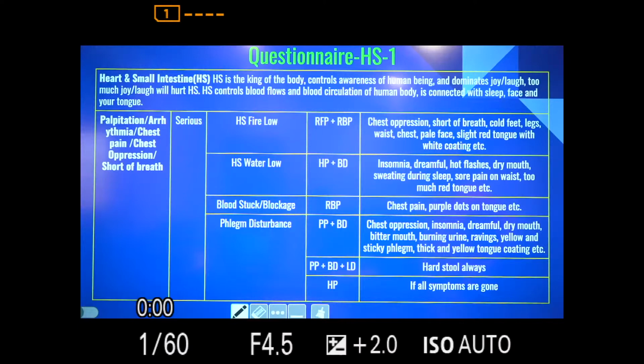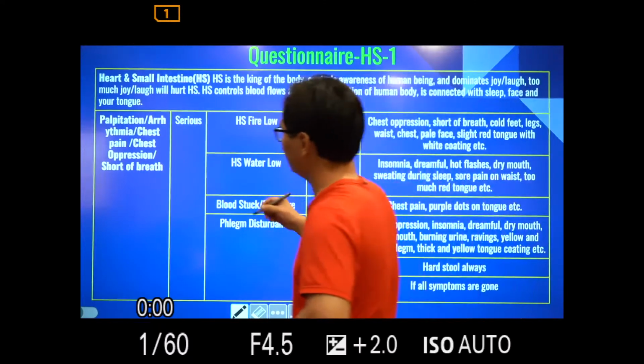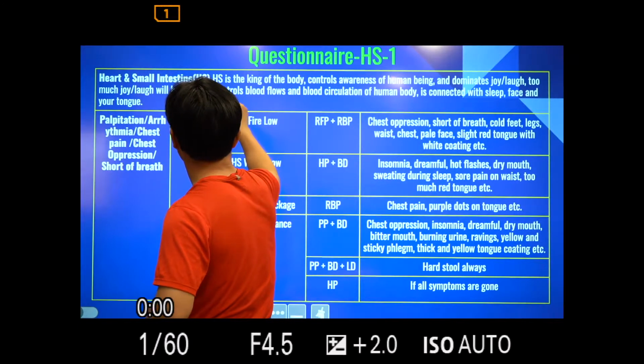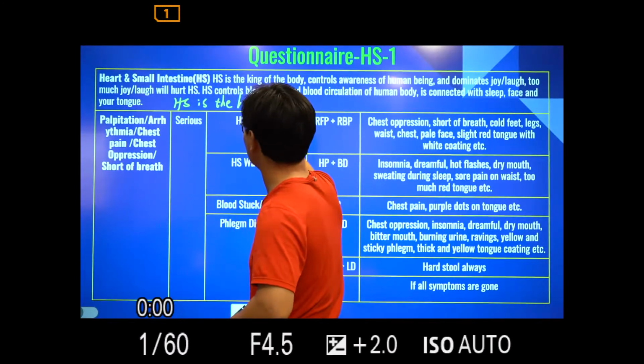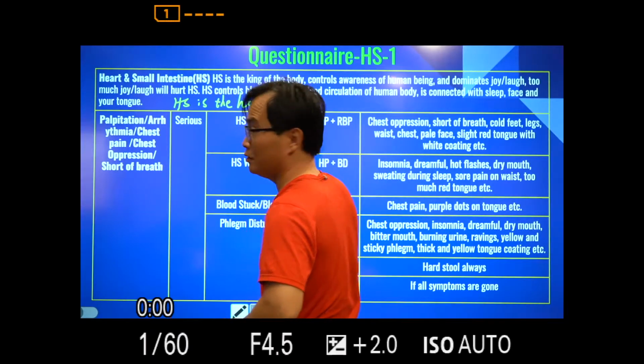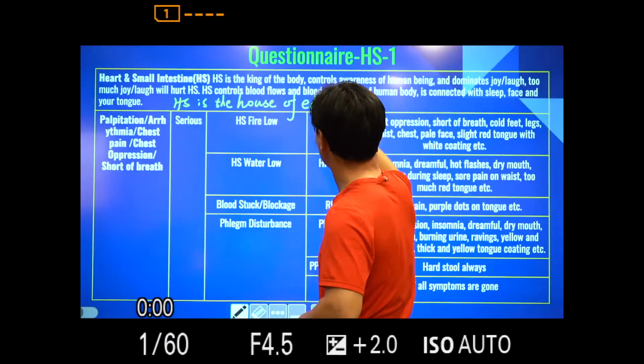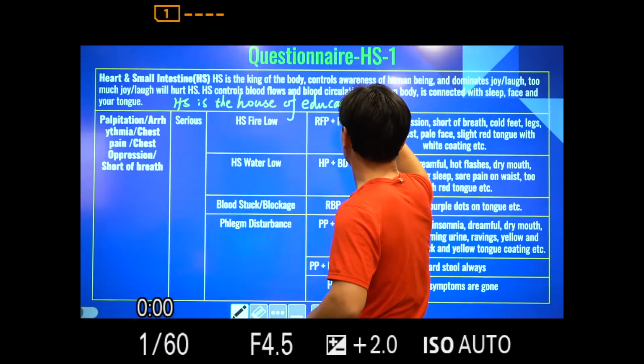When we were explaining the system details, we mentioned the HS system. HS is a house, the house of the educated man.